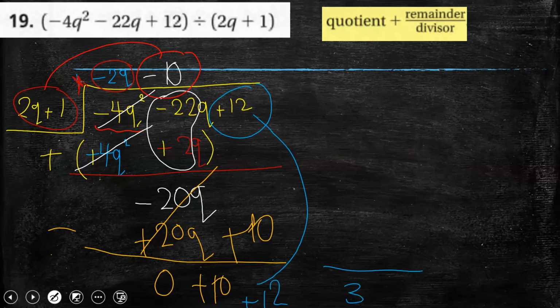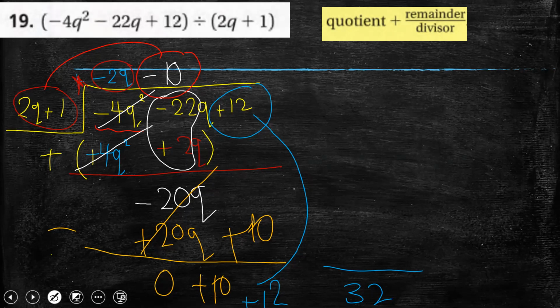So you have 22. Now, can I divide 22 by 2q? No, because the degree of the constant here is 0. It is less than the degree of the variable, which is 1. Like when you're dividing numerical fractions, if the number is less than the divisor, you cannot divide. Here also, the degree of this number is less than the degree of the variable, so we also stop. We cannot divide. So we are finished now.